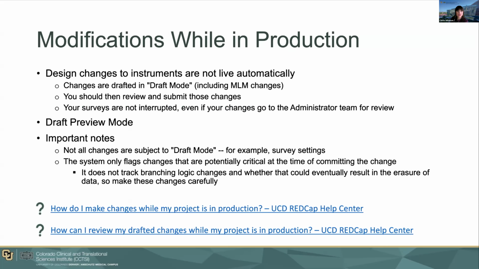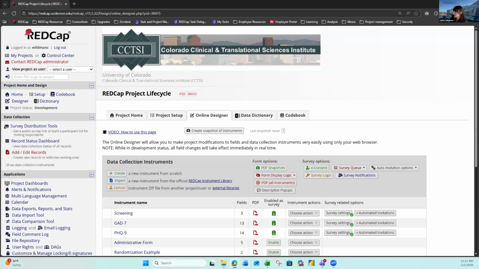So let's say that I've collected all of the data that I did during production, and then I have a few changes that I want to make. I don't like my ice cream field anymore. I need to make a change. It's not going to be quite as simple as it was in development mode, and that's because I have data that the system now wants to help me protect. So in order to make those changes, I'm going to have to go into something called draft mode.